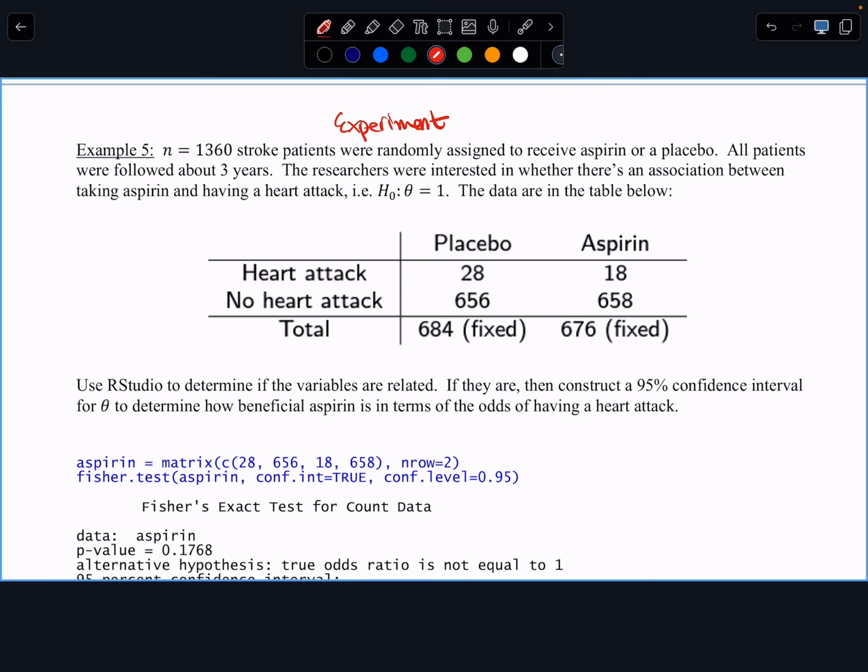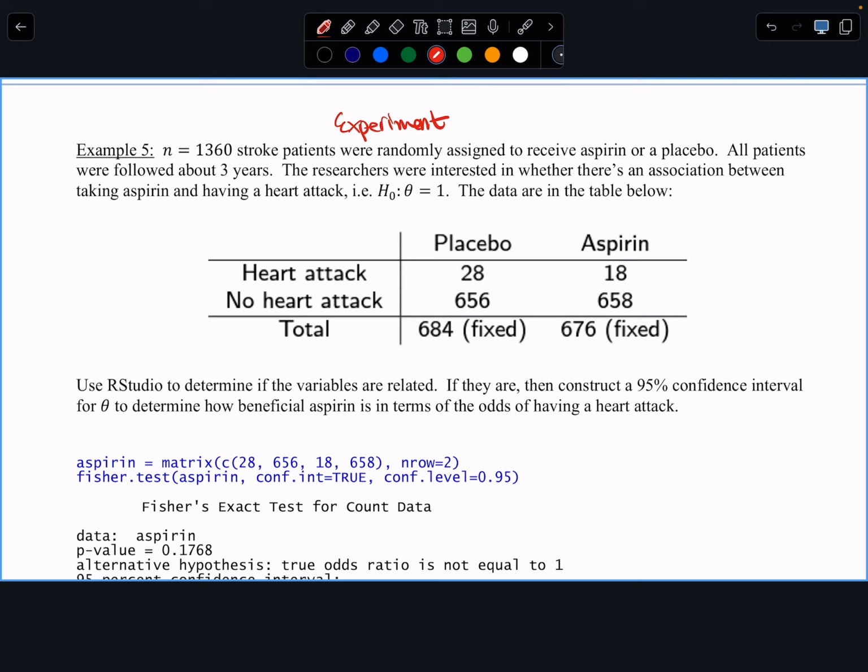All patients were followed for about 3 years. And then the researchers were interested in whether there's an association between aspirin and having a heart attack. So they were going to record whether there's an incidence of a heart attack for each of those individuals.